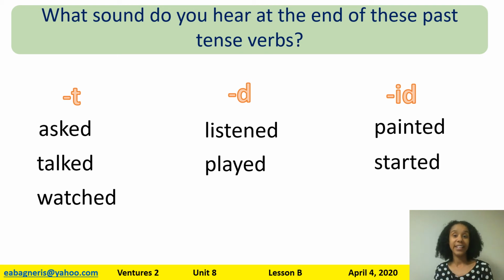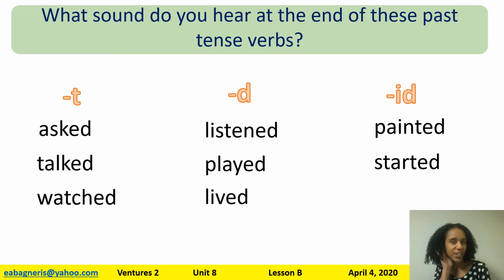Our last word is lived. Lived. Before I moved to Georgia, I lived in New York. What do you hear at the end of lived? Right, it's a D sound. How did you do? Keep practicing and listening to the ends of these words so you get better at pronouncing past tense verbs.